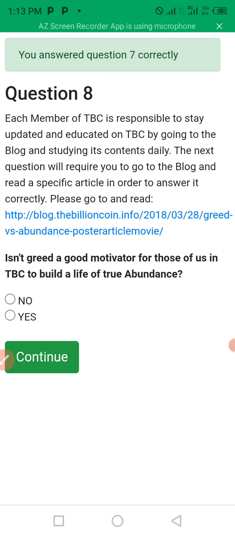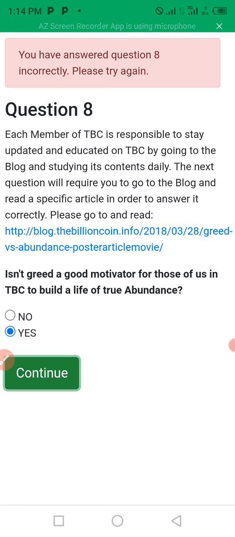Isn't greed a good motivator for those of us in TBC to build a life of true abundance? That's the question. Isn't greed a good motivator for those of us in TBC to build a life of true abundance?